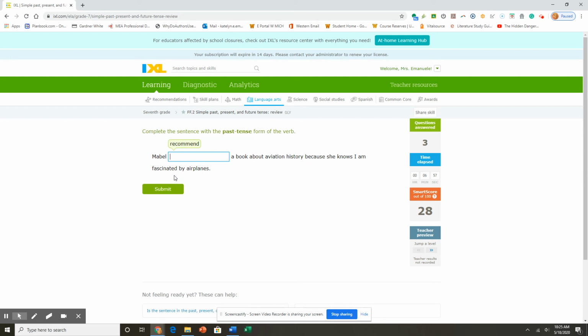And one more, for past tense, looking at the past tense form of the verb recommend, and there's no special requirement, you're going to add ed to this verb. So Mabel recommended a book about aviation history because she knows I'm fascinated by airplanes.